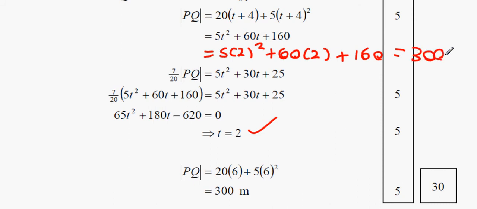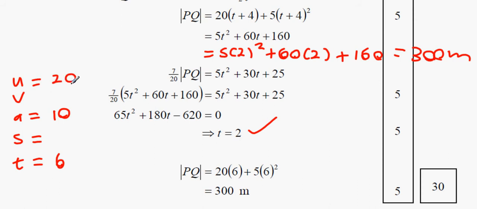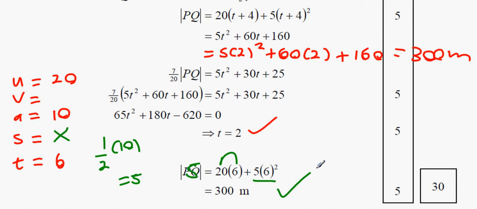Alternatively, you could just use your UVAST system again. Now you know that t plus 4 was your entire time, so t plus 4 is now 6 seconds. S we don't know, a is 10, u is 20, v we don't know, our target is s. So s, or PQ, equals ut, which is 20 times 6, plus half at squared. Remember, half a, or half 10, is 5. So 5 times 6 squared, and you get 300 meters. It's quite handy.